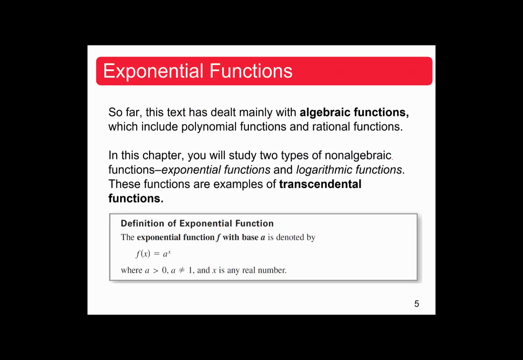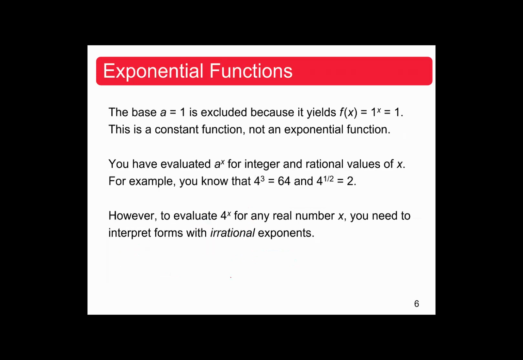All right, now let's take a look at the definition of the exponential function. The exponential function f with base a is denoted by this. Here a must be greater than 0, a cannot be 1, and x is any real number. I already explained the case a equals 1: f of x equal to 1 is a constant function. Typically, 4 cubed equals 64. 4 raised to half equals 2, since 4 to the half is the same thing as the square root of 4, which equals 2.